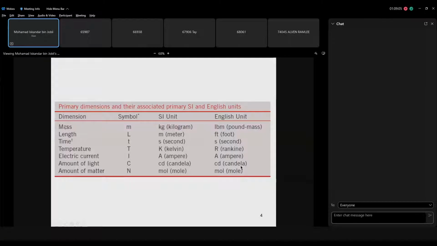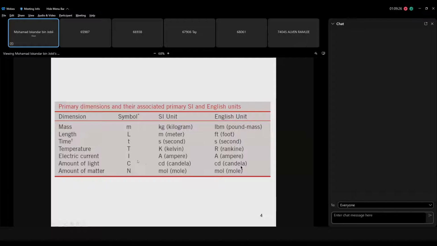Like I told you, you have the primary dimensions, seven of them: 1, 2, 3, 4, 5, 6, 7. Mass, length, time, temperature. Time and temperature, don't get confused. Time is a small t. Temperature is a capital T. Then the electric current, amount of light, amount of matter.